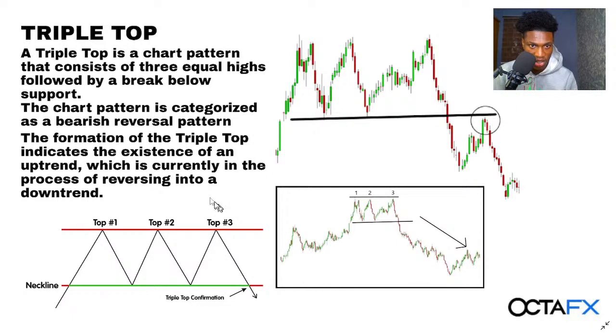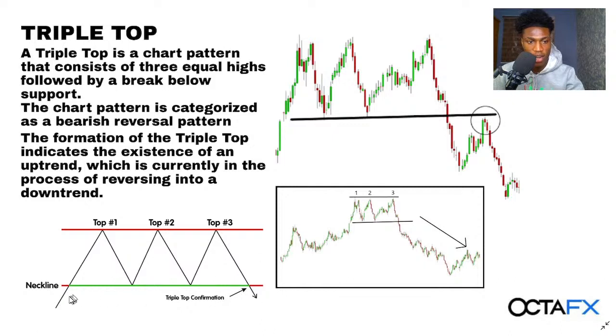Same thing, take the definition and overlay it on the illustration for easy understanding, right? So triple top consists of 3 equal highs, 1, 2, 3. Now in real market conditions, they must not be really equal. Like you have this very equal straight line here. If you look at this one, it's not really equal like that, but one shouldn't be higher than the other. It should be almost equal, right? And then it's followed by a break below support.